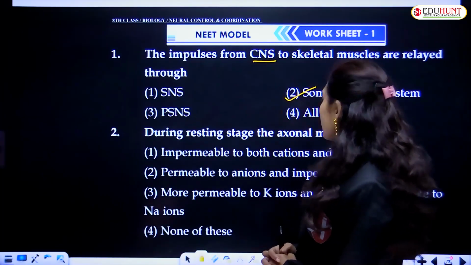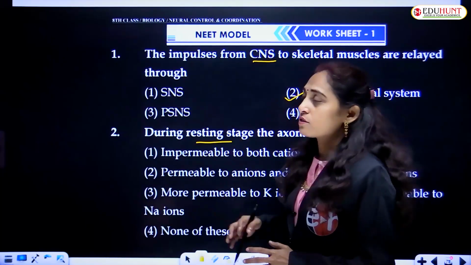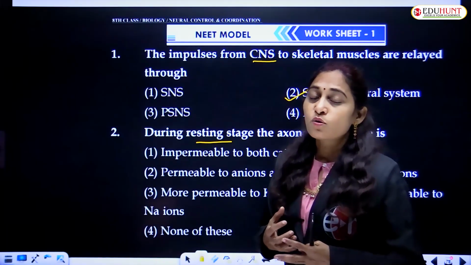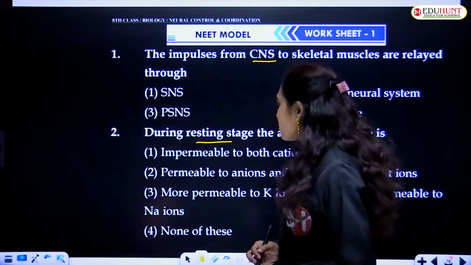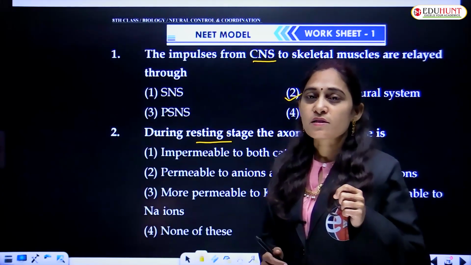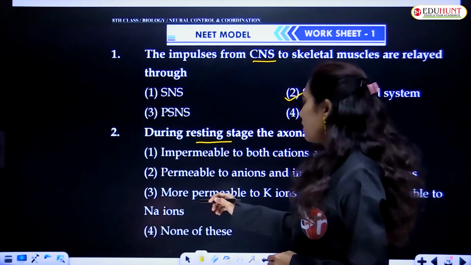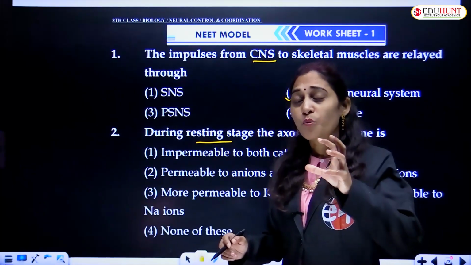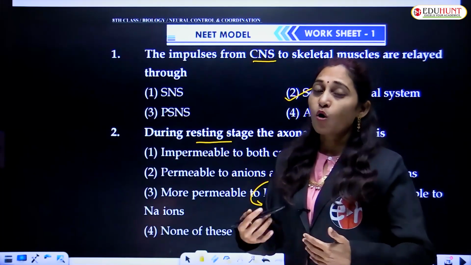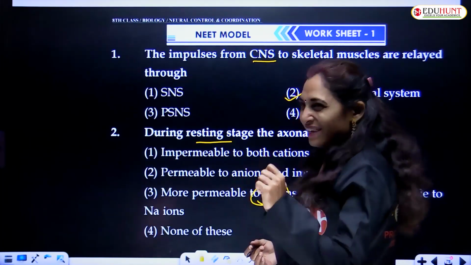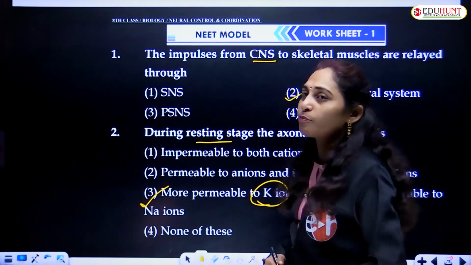During the resting stage, the axonal membrane, this we also haven't discussed. The resting stage is where the neurons are not actively transmitting signals. During this stage, the membrane is said to be negatively charged, and because of that, it is more permeable to positive ions, especially potassium ions. It becomes less permeable, or maybe impermeable, to sodium ions. So, this is the probable answer.